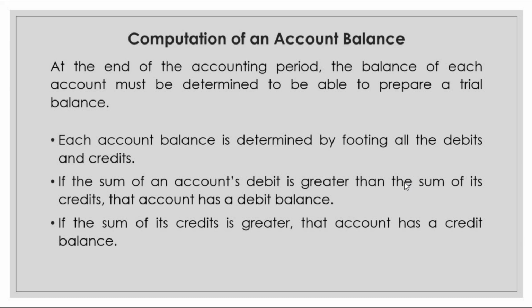So, for example, your cash, the debit, no, na total ay 100,000. Tapos yung credit total niya ay 40,000. So, when you offset them, 100,000 minus 40,000, your account balance is 60,000. So, since debit is greater than credit, then 60,000 will have a debit balance. Okay? So, on the other hand, if the sum of its credit is greater, na mas malaki naman yung credit, then that account has a credit balance.